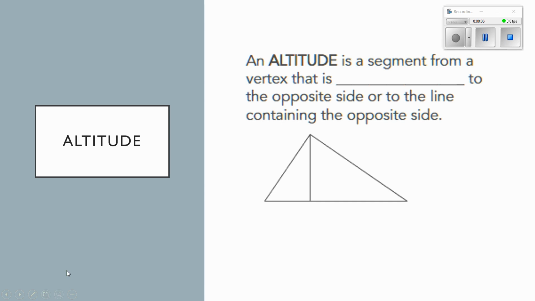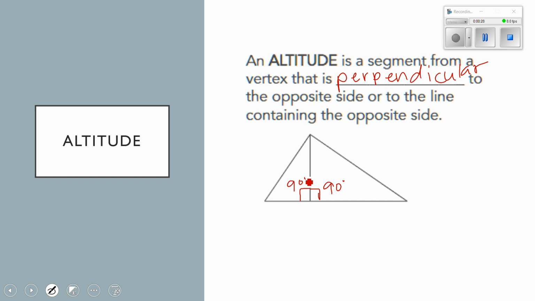So first we're going to go over an altitude. And an altitude is a segment that goes from a vertex that is perpendicular to the other side, or the line containing the opposite side. So it creates a right angle right here. There's a 90-degree angle on this side and a 90-degree angle on this side.